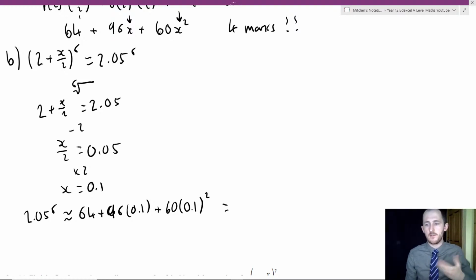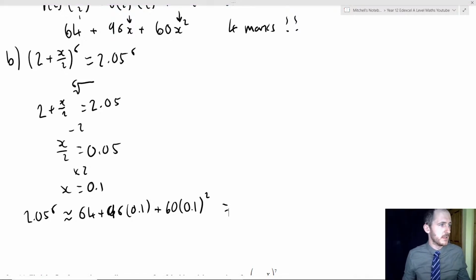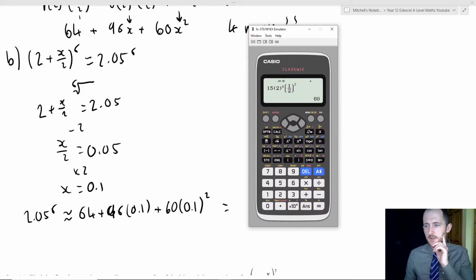Okay, so if any of you do physics or maths at university, you'll be using binomial expansions a lot. Then all we do is, using our calculator, we sub in exactly what it says. 64 plus 96 plus 60, and I get 74.2.